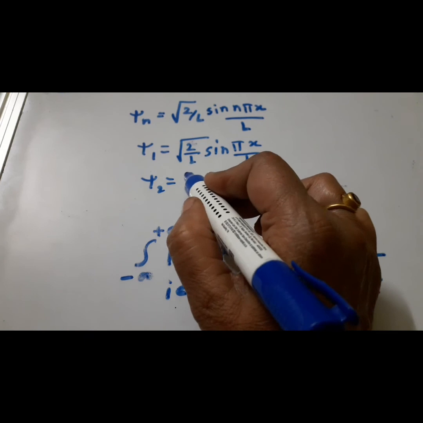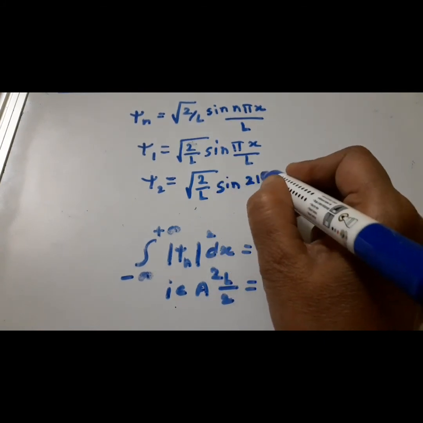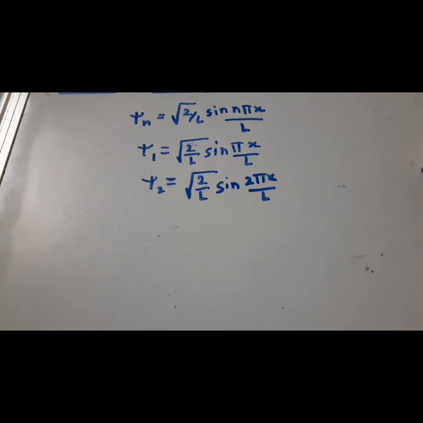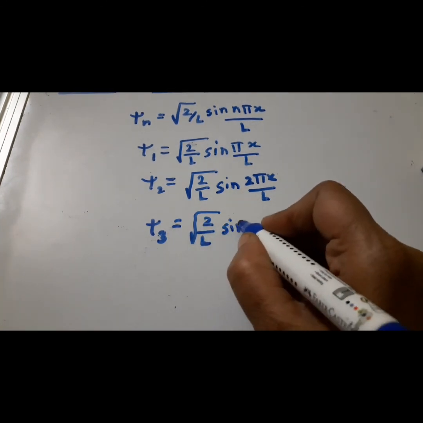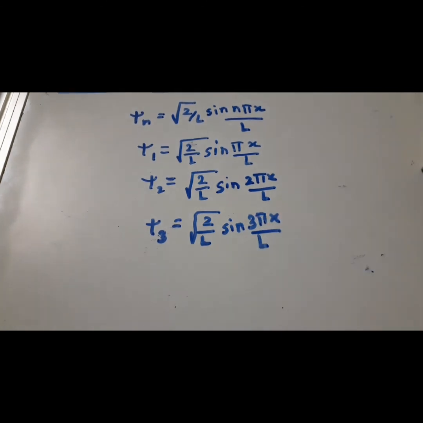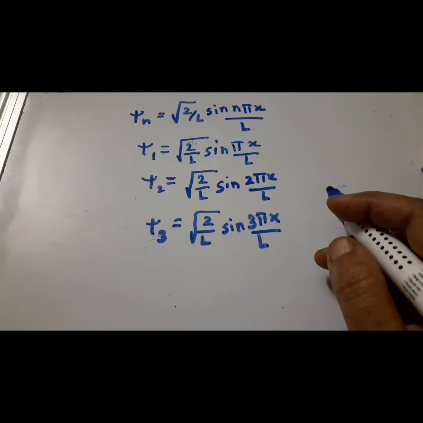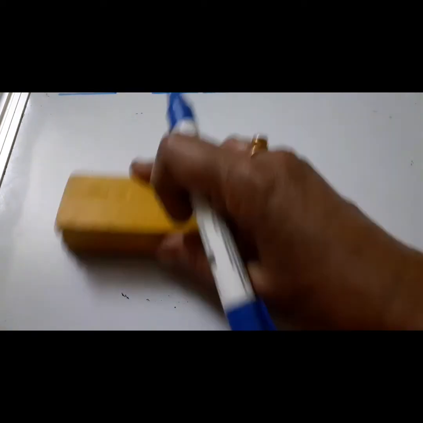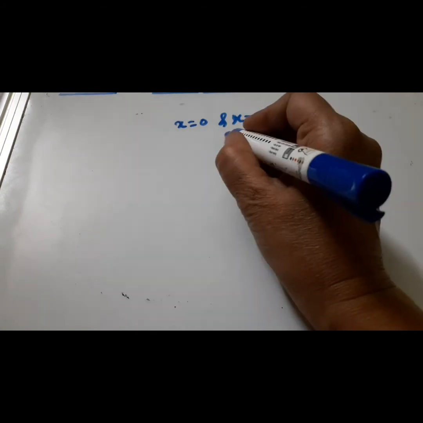Similarly, for n is equal to 2, psi 2 is equal to under root of 2 by L sine of 2 pi x upon L. Psi 3 is equal to under root of 2 by L sine of 3 pi x upon L. Now here psi 1, psi 2 and psi 3 are called the eigenfunctions for a particle in a box having length or width L. Then the probability is 0 at x is equal to 0 and x is equal to L.